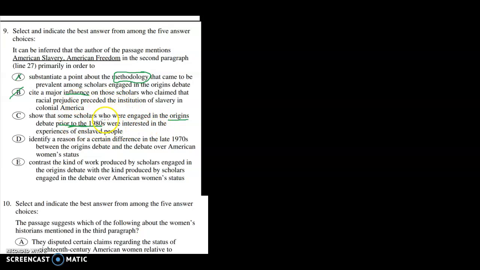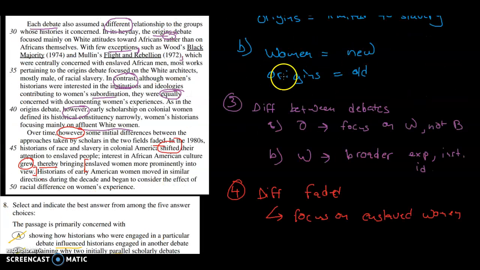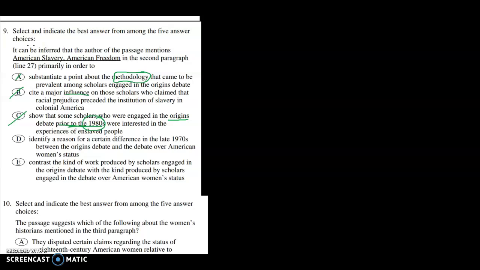C. Show that some scholars who were engaged in the origins debate prior to the 1980s were interested. We didn't bring up the 1980s until paragraph 3. Actually, I think paragraph 4. Yeah, paragraph 4. So that's out. That's not what we were discussing in line 27 in the second paragraph. Okay, so we're down to either D or E.